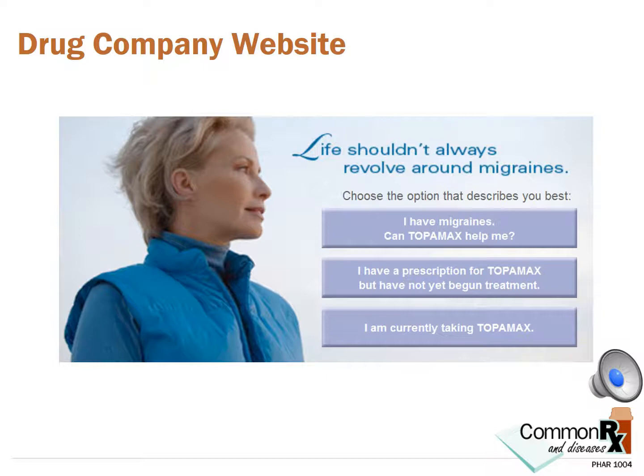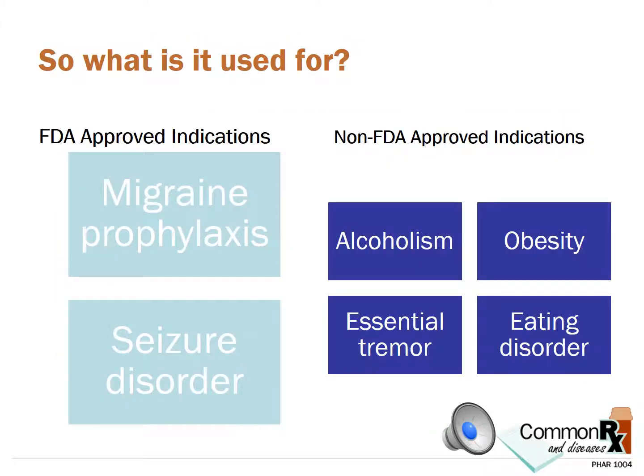That said, this also tells me that maybe the drug company isn't the best place to go to for drug information because the information may not be as unbiased as we would like it to be. If we dig a little deeper, we'll find that topiramate, marketed under the brand name of Topamax, has been FDA approved for migraine prophylaxis and the treatment of seizure disorders. It is also used off-label for alcoholism, obesity, essential tremor, and eating disorders. Hopefully this exercise illustrates the need to know and understand the motivation of your source of information. We will discuss this more in the next presentation on drug information.